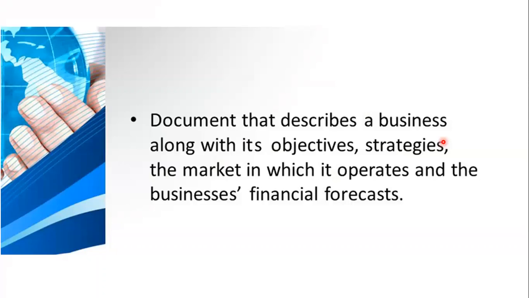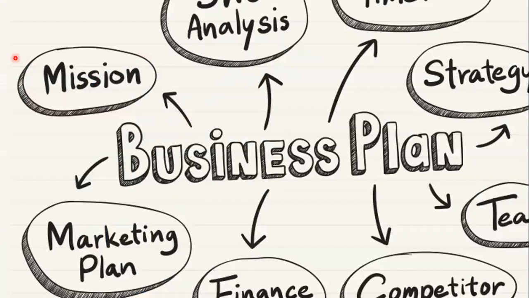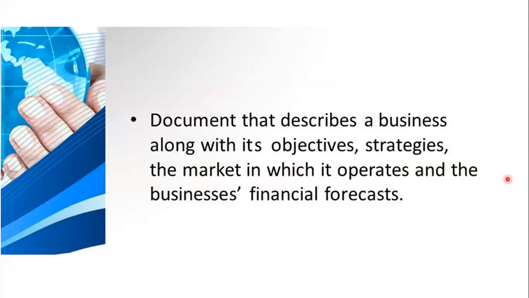So a business plan is a document that describes a business along with its objectives and strategies, the market in which it operates, and the business's financial forecasts. Okay, so it's a document, that's it. It's a document with information. What kind of information? All of these that I organized in 4 steps that I'm going to review again in a minute. So it's a document that describes the business and everything inside the business, okay?